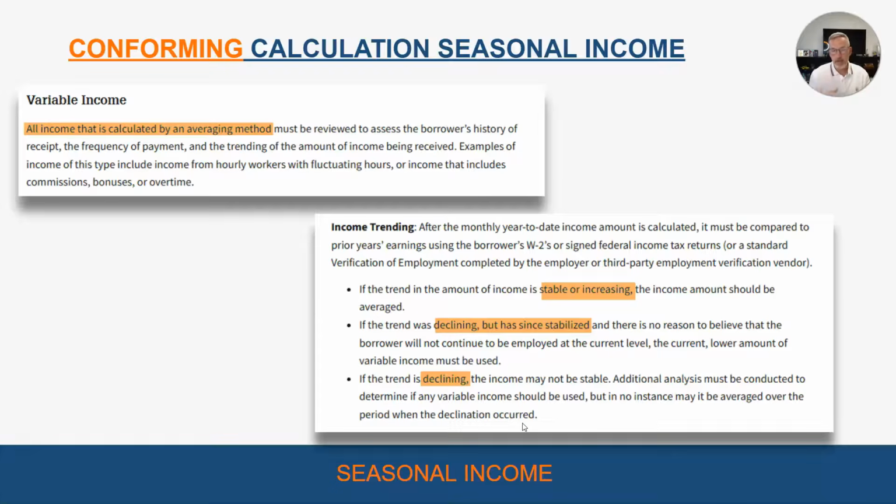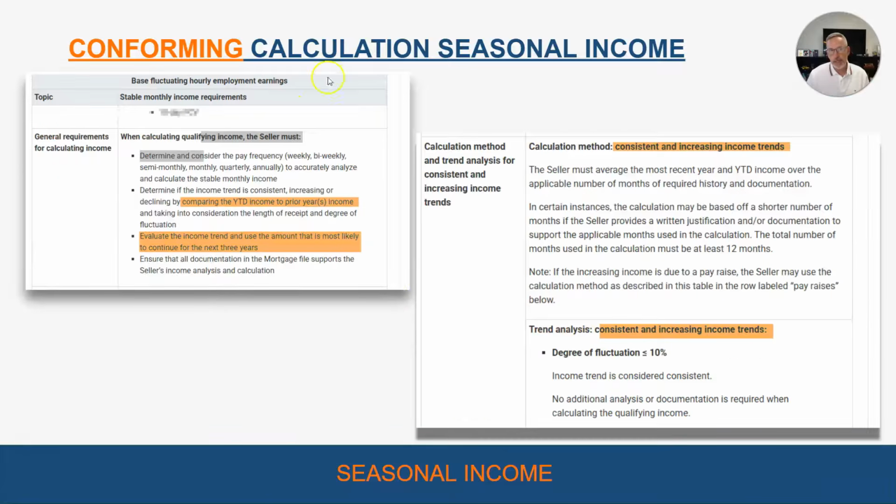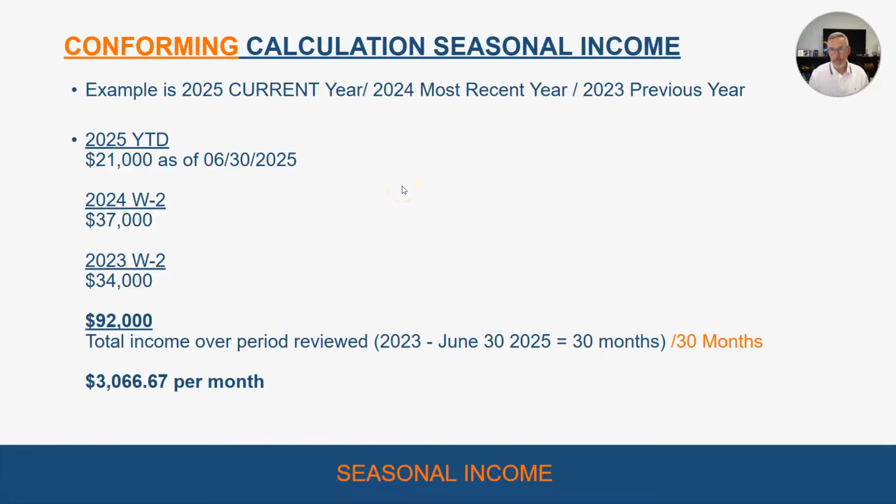You have to be really careful about using declining income. So that's the basics from Fannie. Freddie has basically the same thing, just a couple of examples of their wording. It's worded differently, but the method is still the same. Now, let's put together a common example to show you a live example of what I mean by this.